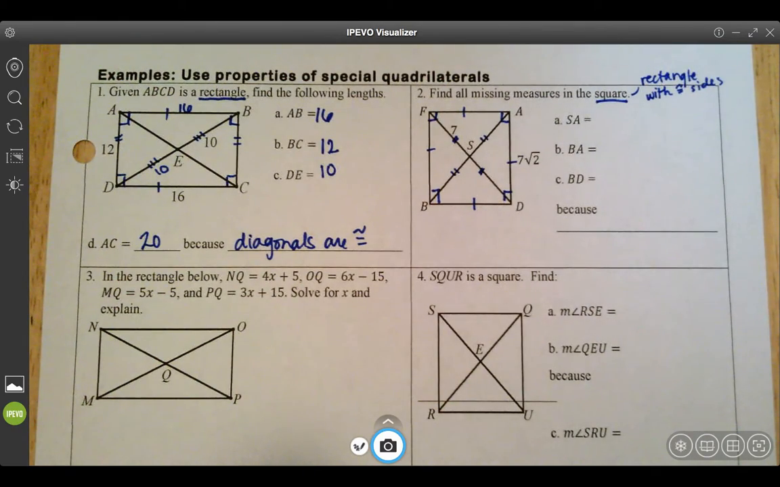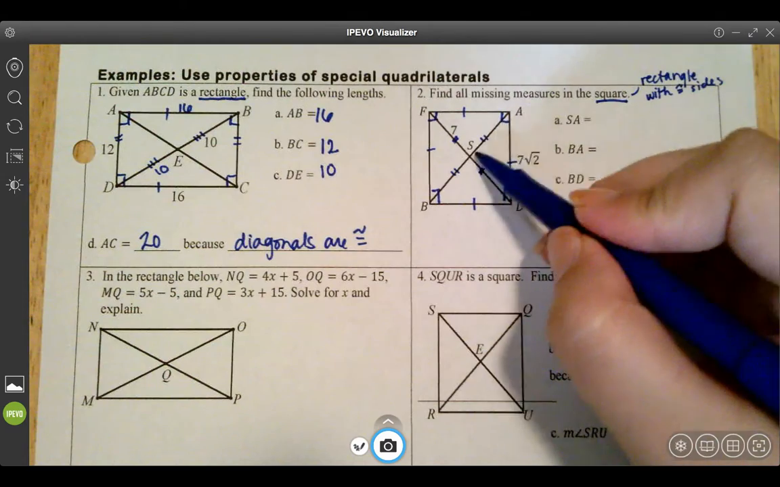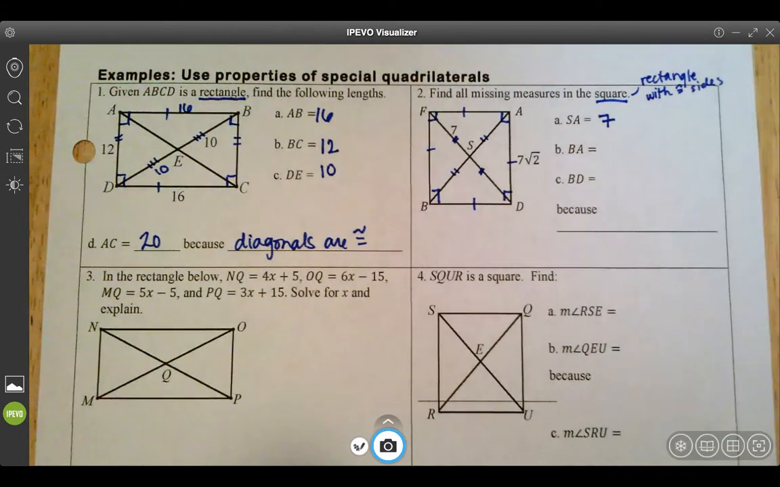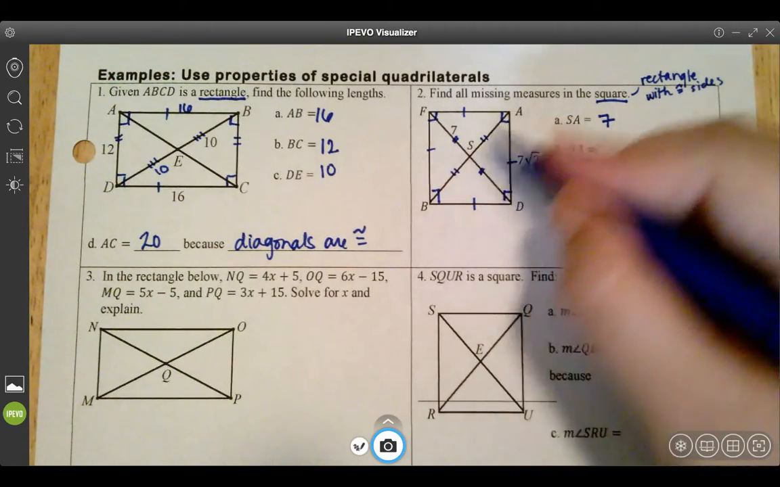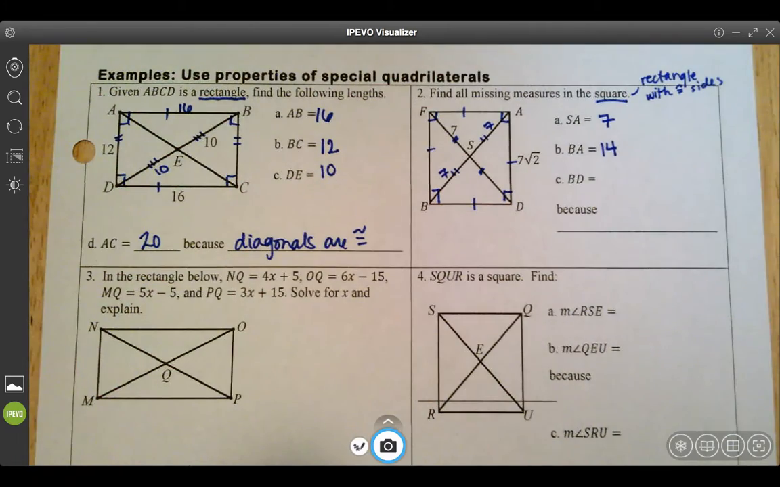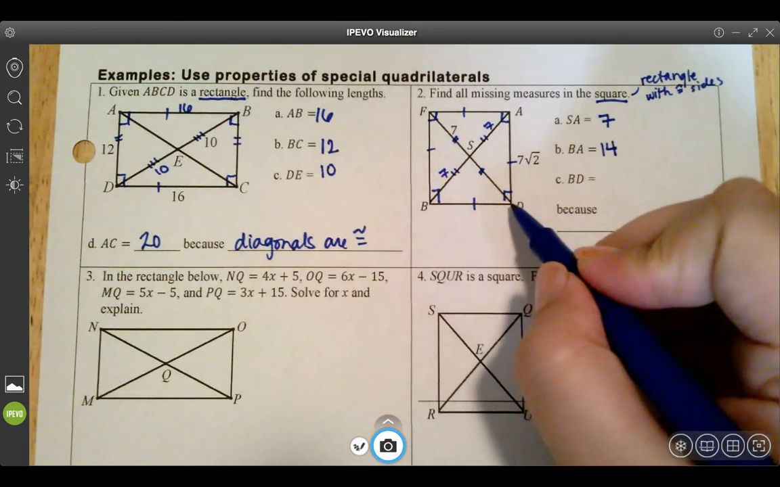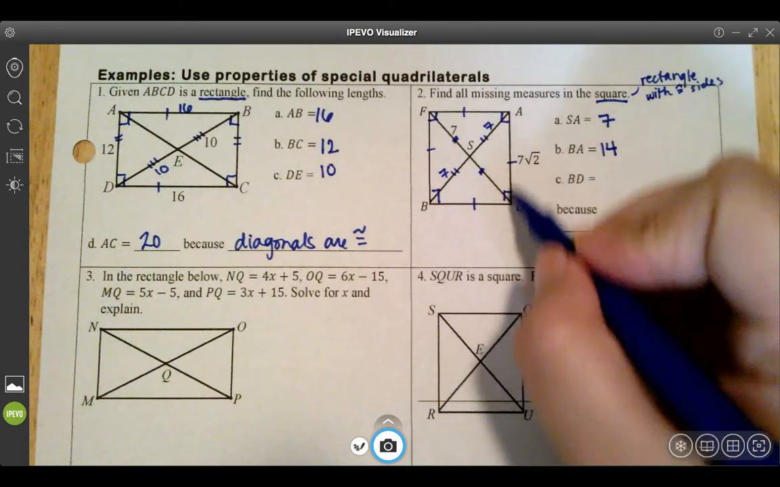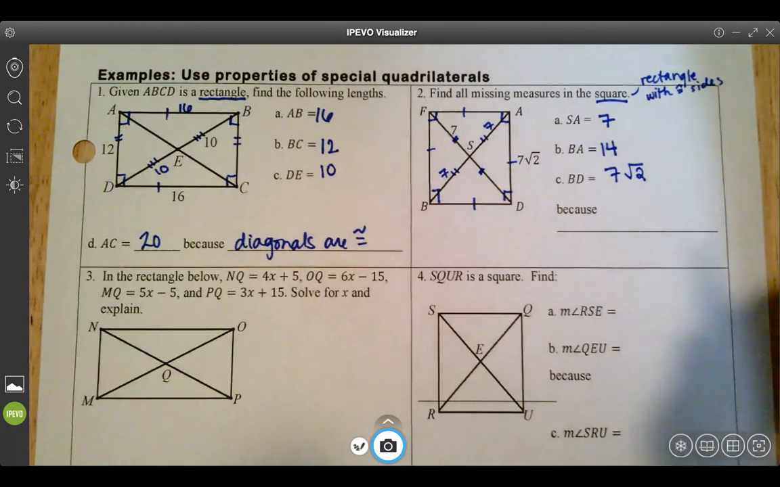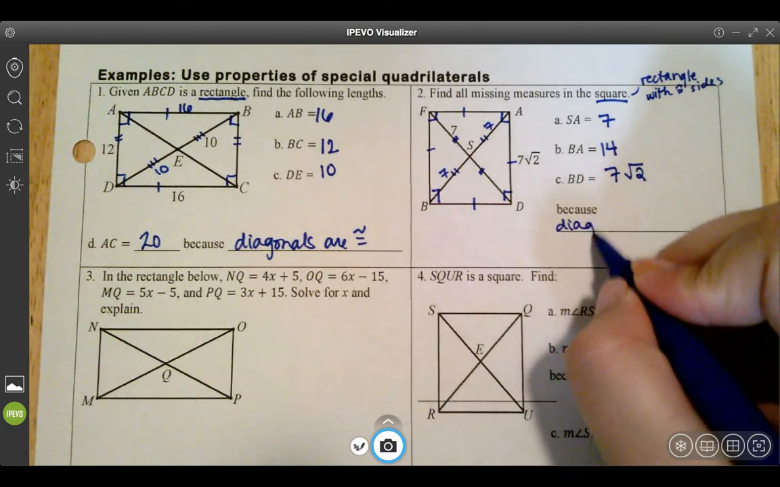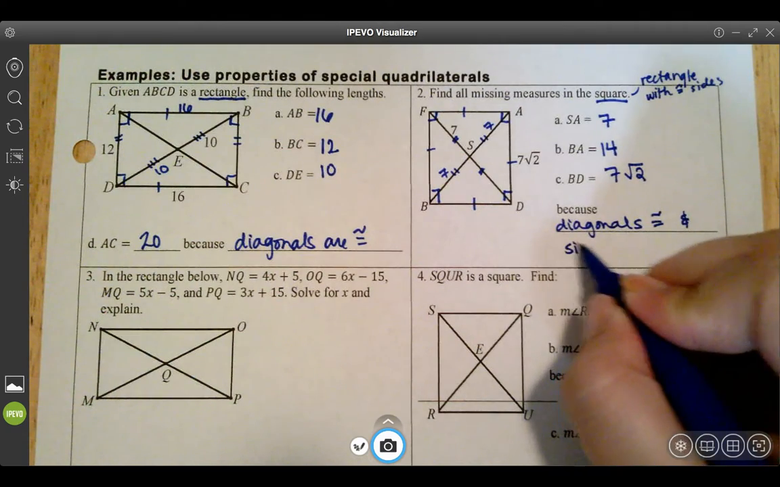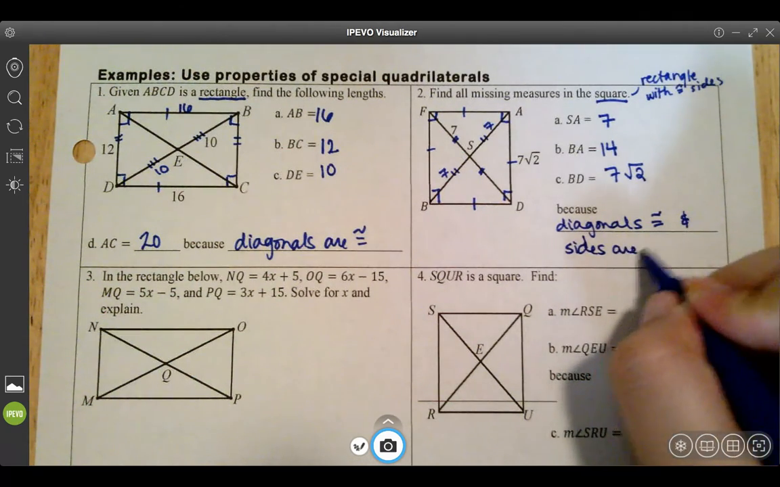of each diagonal is congruent. And so SA, which is half of a diagonal, is congruent to this other half of a diagonal that we have, 7. BA is the whole diagonal, so each half of a diagonal was 7, then BA is 14. And BD, well, that's a side that's not a diagonal, so that's congruent to the other side that we have, 7 root 2. Because diagonals are congruent and sides are congruent.